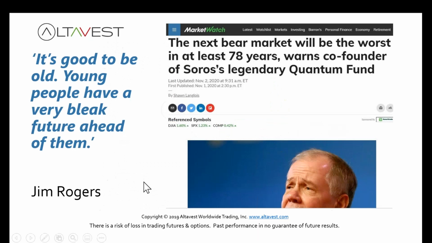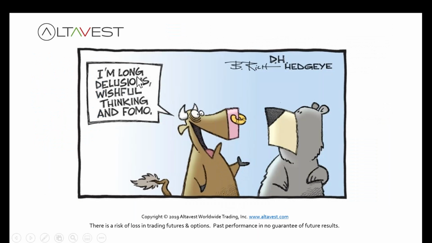This is kind of fun too. Jim Rogers: it's good to be old. Young people have a very bleak future ahead of them. I had to laugh at that and put that in there. As you know, he made billions of dollars trading and whatnot, but he's been cynical for a while now in the markets. But he thinks the next bear market will be the worst. I don't know if he's right or wrong, but you don't want to end up like this bull, being long delusions, wishful thinking, and FOMO.